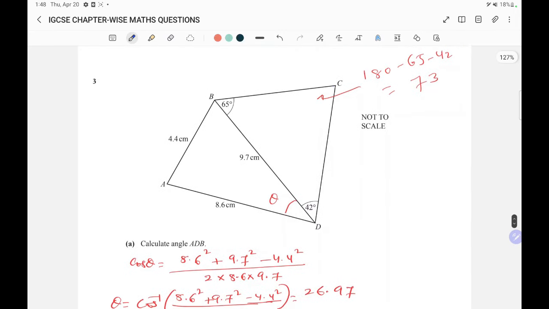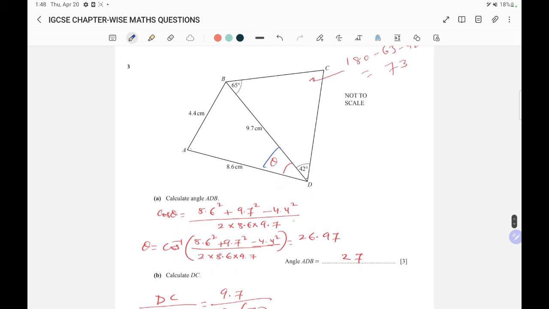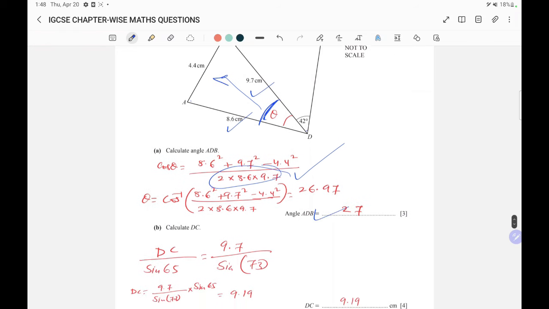Now again, this is a question of a quadrilateral where angle ADB, where is ADB, this angle. So cosine rule you can apply. So cosine rule is the sum of adjacent sides squared, so 8.6 squared, 9.7 squared, minus the opposite side, which is 4.4 squared, over twice the multiplication of adjacent sides. So just calculate precisely and find cos inverse. You will get 26.97, which is 27.